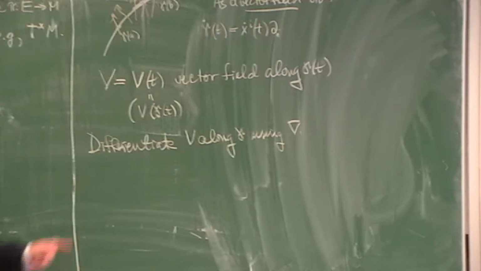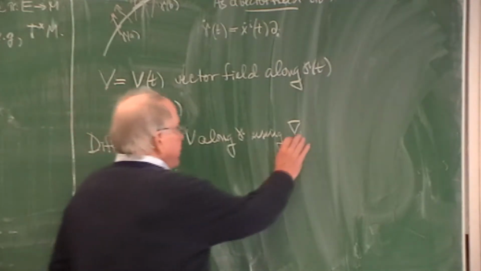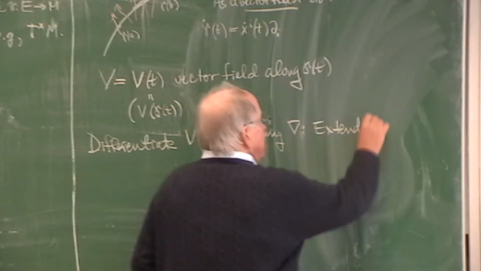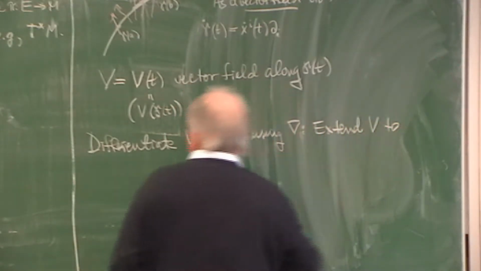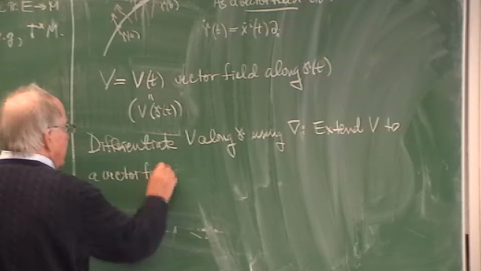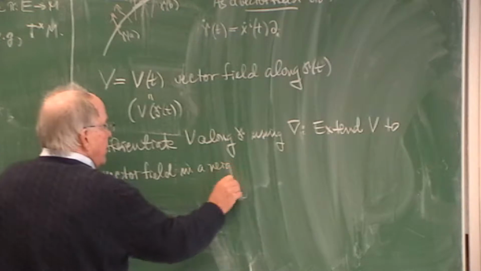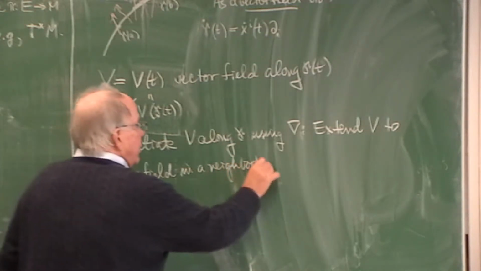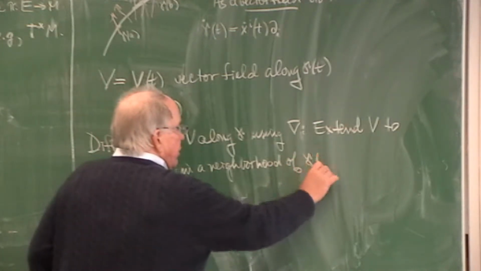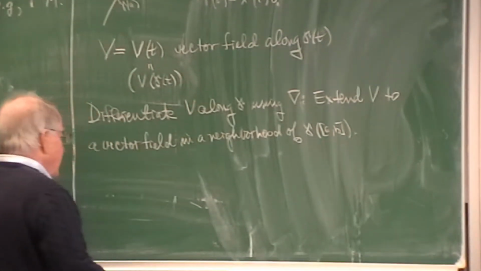So how do you do that? Because don't forget, connections are only defined on global vector fields. So you have to extend the vector field nearby to a vector field near the curve, in a neighborhood of the curve. So the image of the curve, to be precise here, so you extend it nearby.